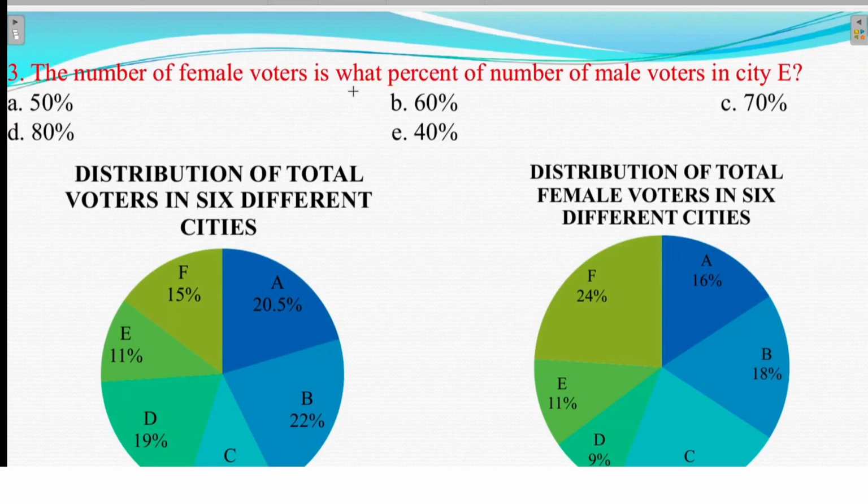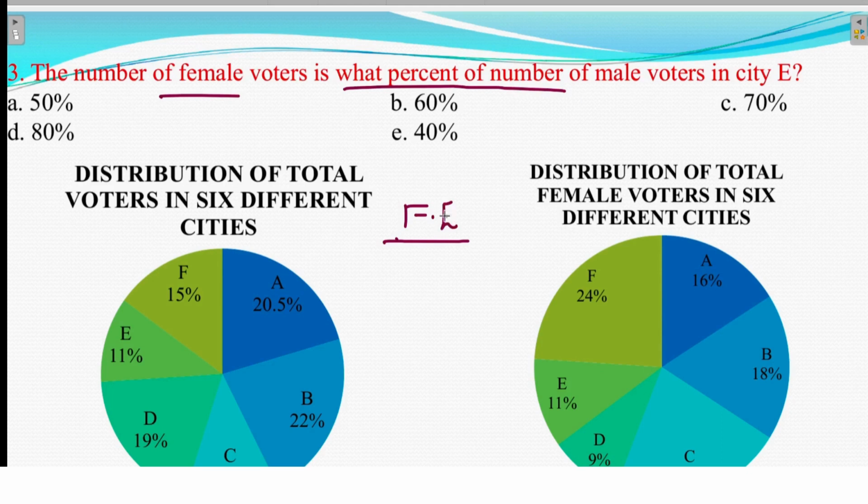The number of female voters is what percentage of the number of male voters in city E? Very important question. So A is what percentage of B? That's the question here. So what do I have to write as numerator, and what as denominator? What percentage of male voters in city E, that is what I have to find.